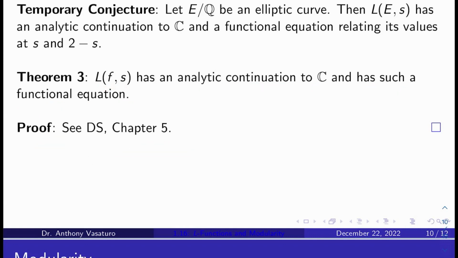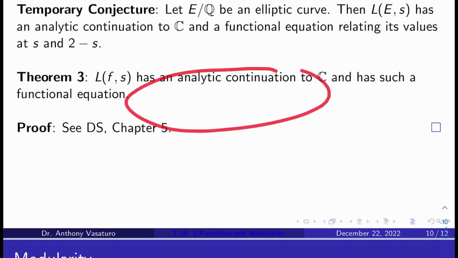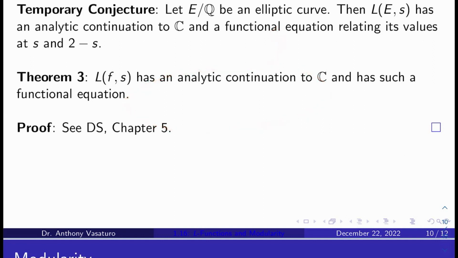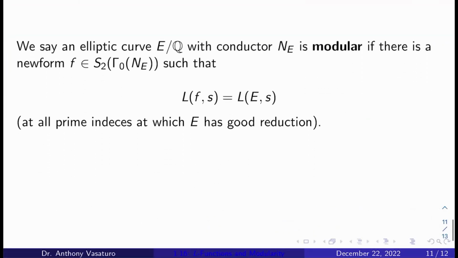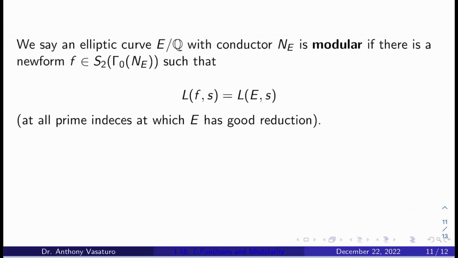Huh, interesting. If only there was a way to think about elliptic curves in terms of modular forms and vice versa, then I could port this fact over to that conjecture up here and turn the conjecture into a theorem, right? Well, that's one of the motivating definitions for the modularity of an elliptic curve. We say an elliptic curve E over Q with conductor N_E is modular if there's a newform f with trivial Nebentypus, so in other words, it's in S_2 of Gamma_0(N_E), such that the L-function of f matches the L-function of E.